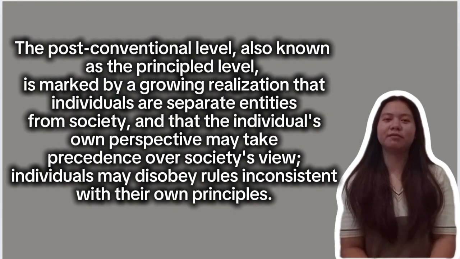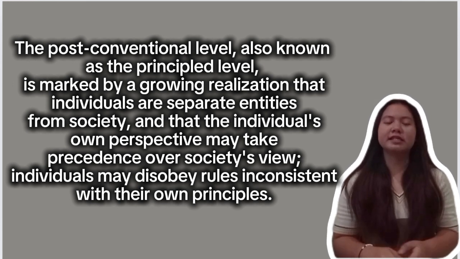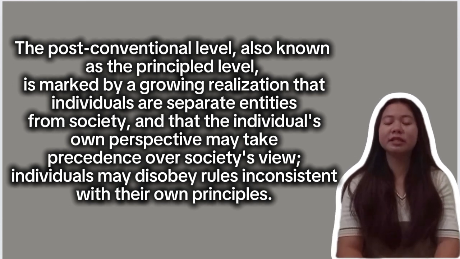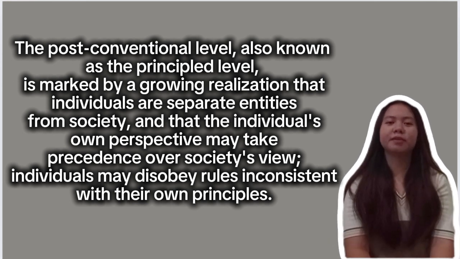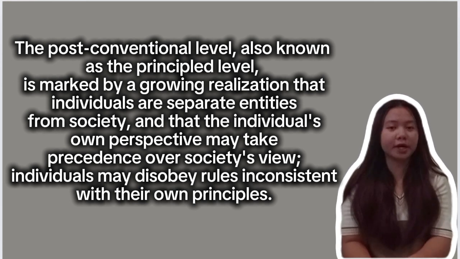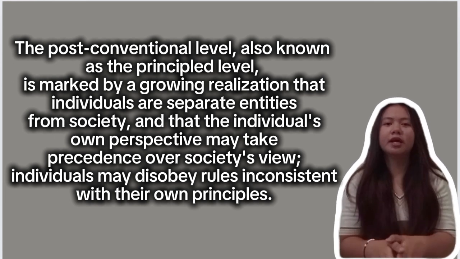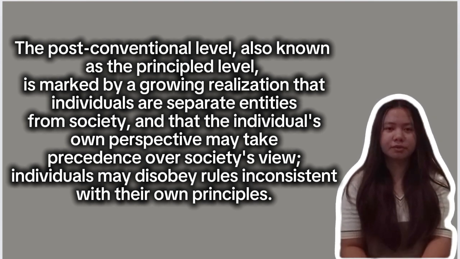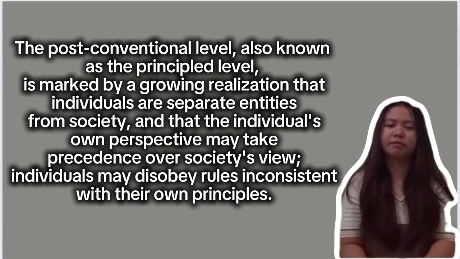Next to the conventional level is the post-conventional level. The post-conventional level is the third level of moral development, and it is characterized by an individual's understanding of universal ethical principles. The post-conventional level is when people decide based on what they think is right, rather than just following the rules of our society. This means that people at this level have their own ethical principles and values and don't just do what society tells them to do.